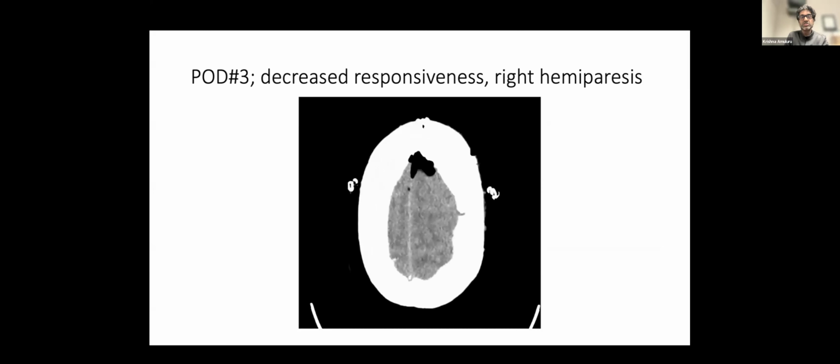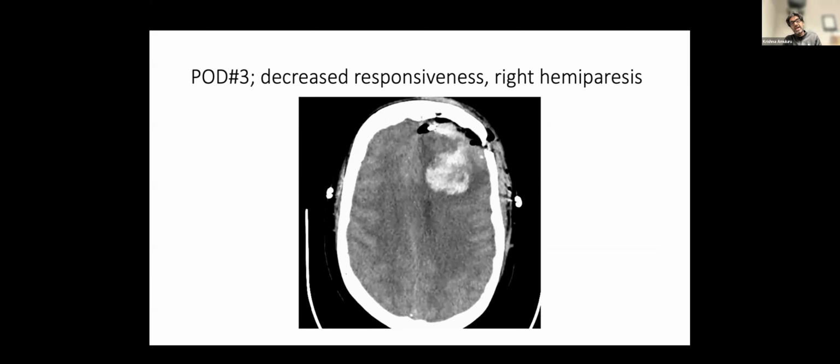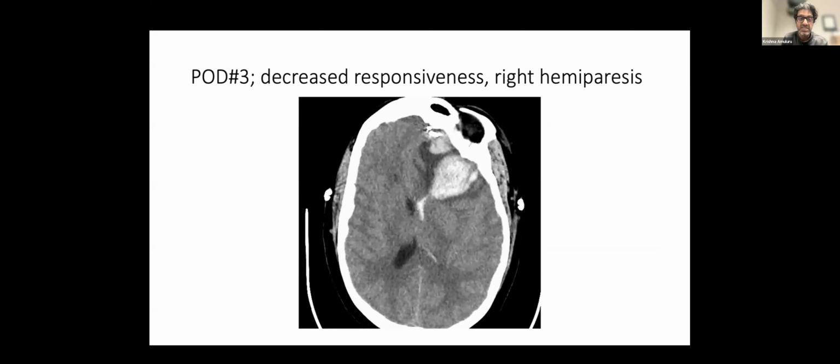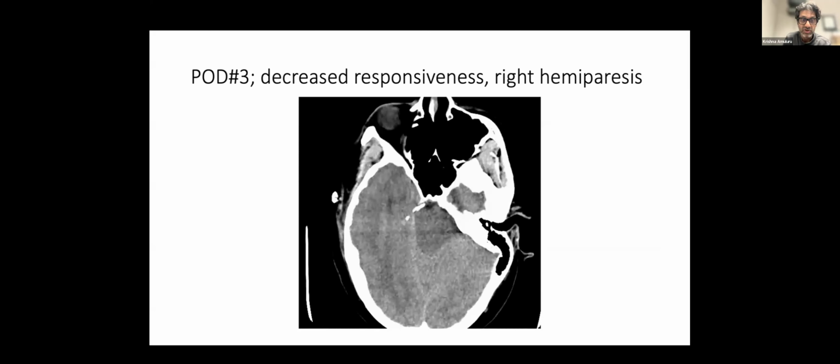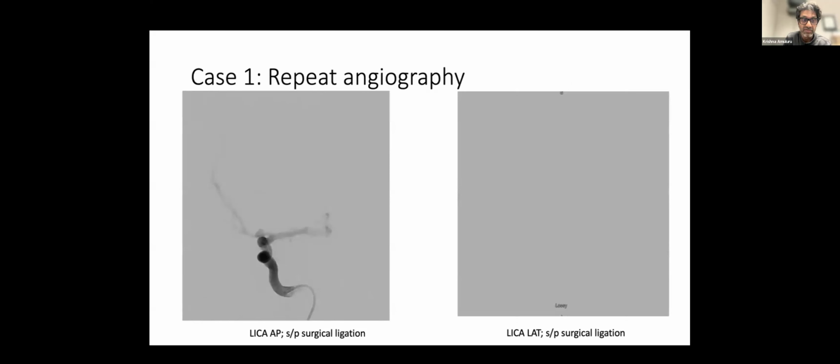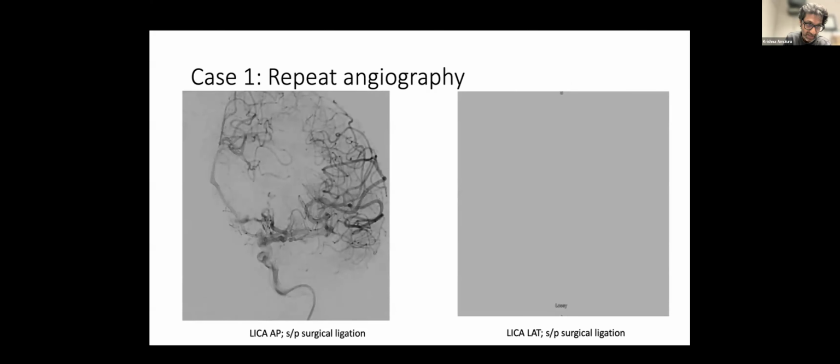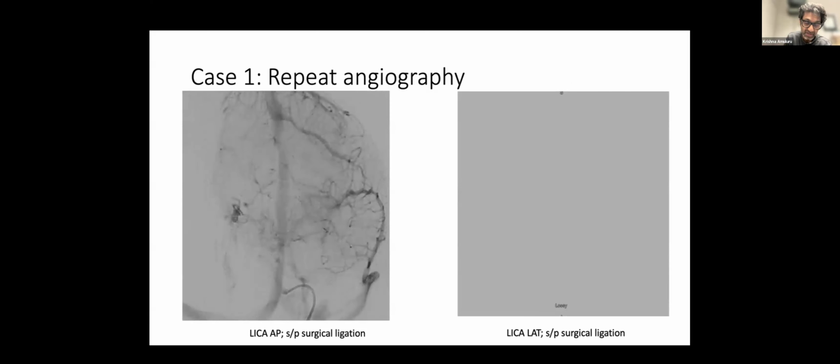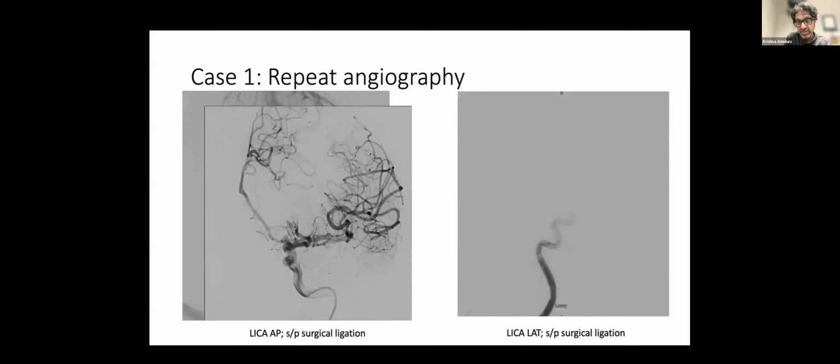On post-op day 3, she had a little bit of mental status changes. Got a CT scan showing a new intracranial hemorrhage in the left frontal lobe. So we took her back to angiography. And the carotid run does show the resolution of those varices, but there's still residual fistula here being fed by the left anterior ethmoidal air cells.